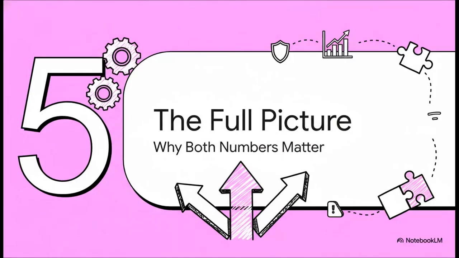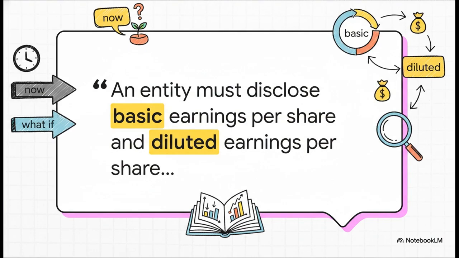Okay, so let's bring it all home. We have these two numbers, basic EPS and diluted EPS. It's not about which one is better. They aren't in competition. They're a team, and they work together to tell a complete story. And get this, it isn't just some nice-to-have suggestion. The standard is crystal clear. Paragraph 66 of AASB 133 mandates that companies have to show both numbers side by side right on the front page of their main financial statement. That just underscores how vital it is for you, the investor, to have both the now perspective and the what-if perspective.